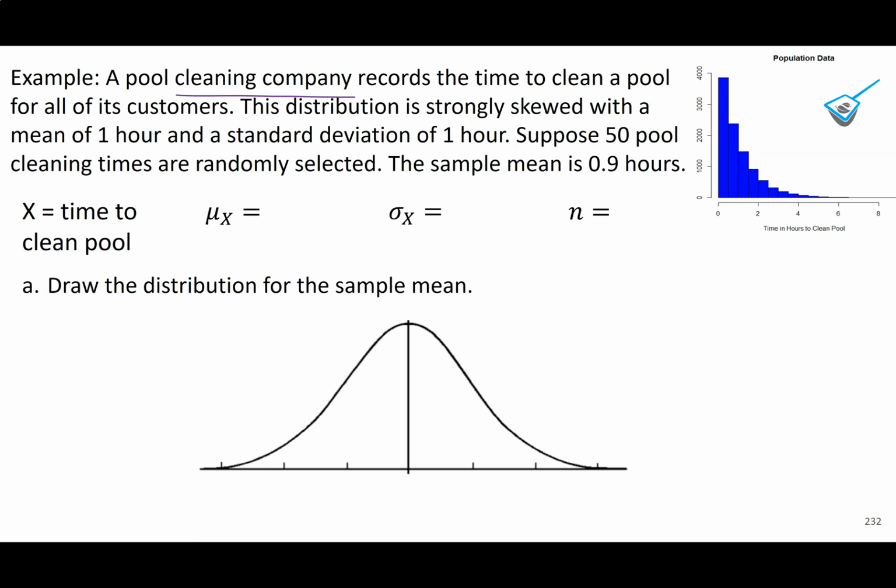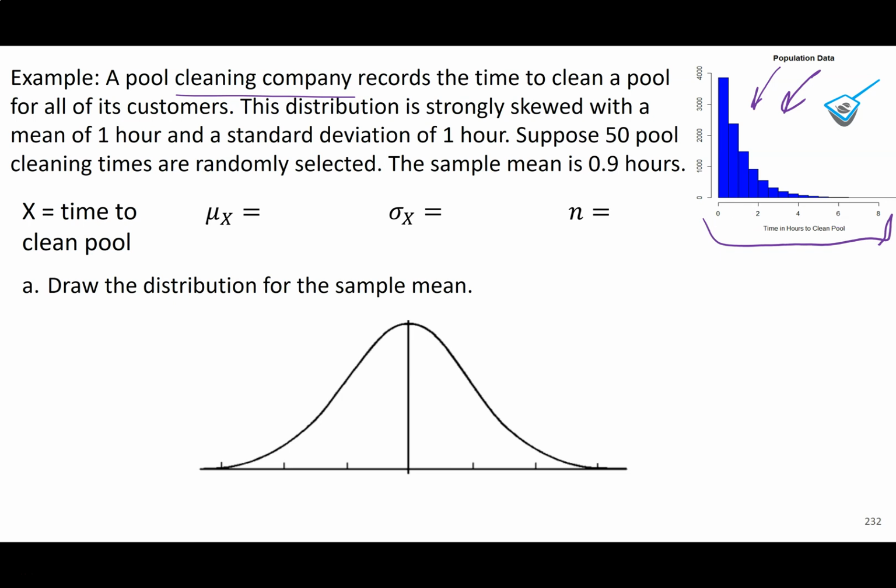But so they go ahead, they record the time it takes for their employees to clean all of the pools for all of their customers. And they notice, looking at times, this is hours to clean a pool, is super skewed, right? Like a lot of the cleaning times are very, very low, and very few of the cleaning times are very high.